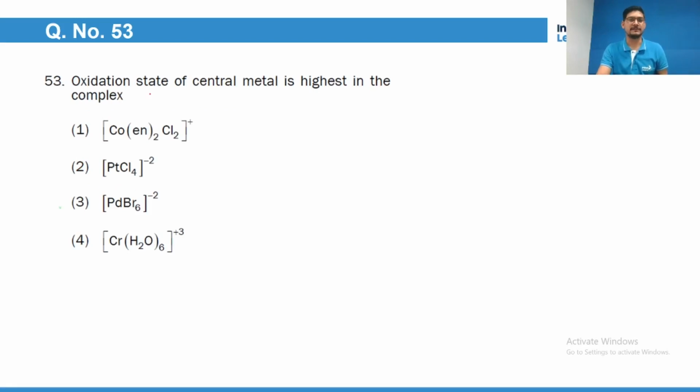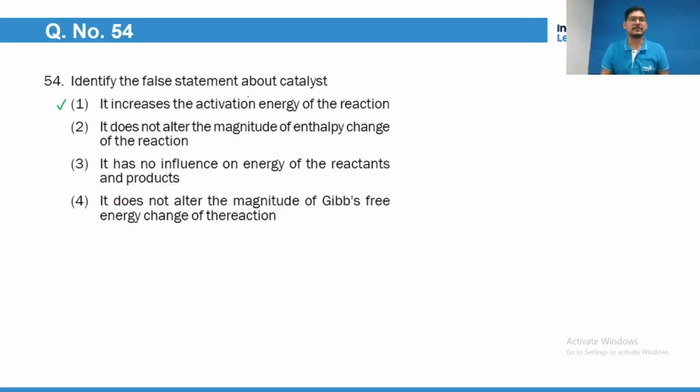The oxidation state of central metal is highest in which of the complex? Of course, you can find out the oxidation numbers here. For example, in case of Co, let us assume the oxidation number is X, then plus the charge on en is 0. It is a neutral ligand, plus 2. The charge on each chloride is minus 1, and the overall charge on the coordination unit is plus 1. So if you'll work it out, this comes out to be plus 3, right? In that way, you can find out the oxidation numbers of all ions, and you will find out that it is highest for palladium.